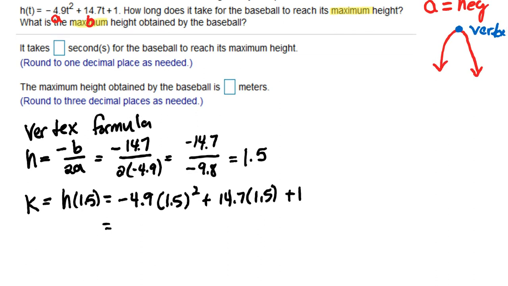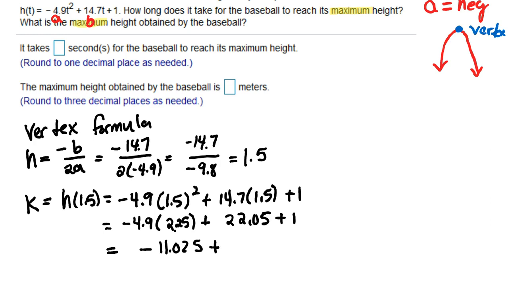All right, we're going to apply the exponent first. 1.5 squared is 2.25. 14.7 times 1.5 is 22.05. We need to do 4.9 times 2.25. It's a negative 11.025. And 22.05 plus 1 would be 23.05. And 23.05 minus 11.025 would be 12.025.